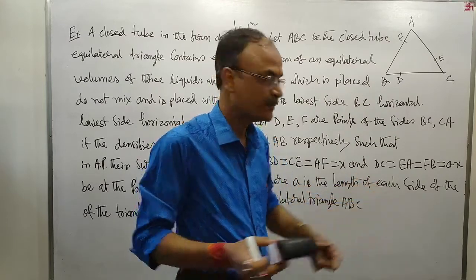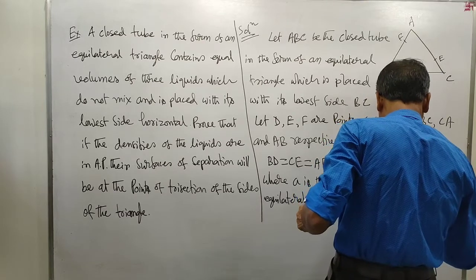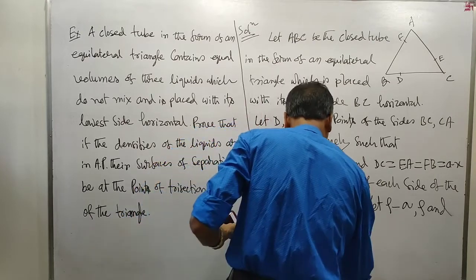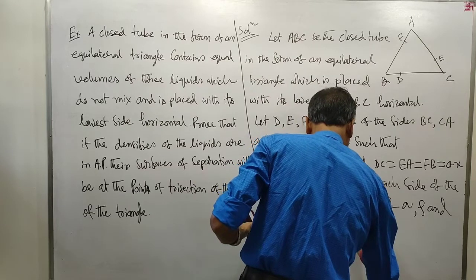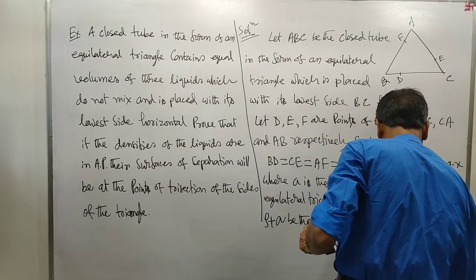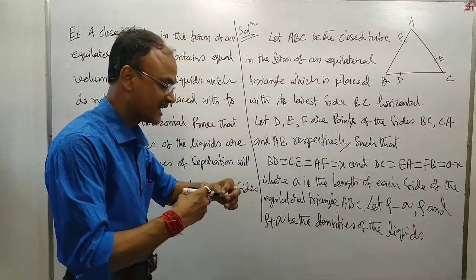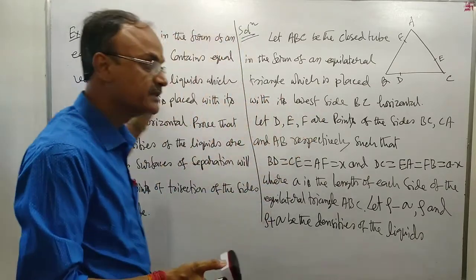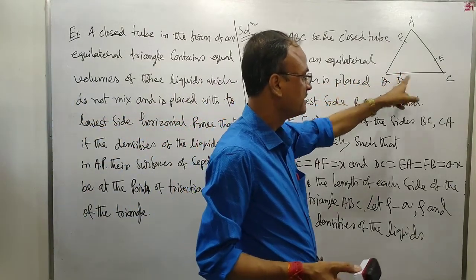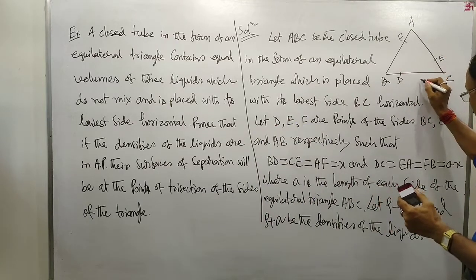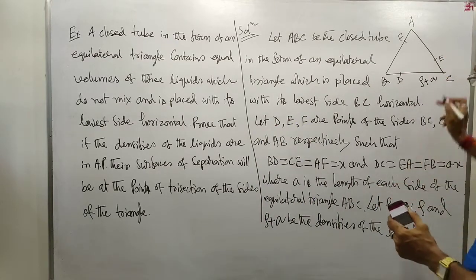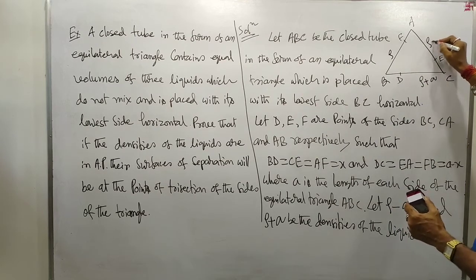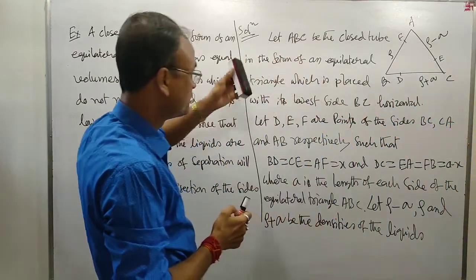Now, the densities of the liquids are in AP. Let rho minus sigma, rho and rho plus sigma be the densities of the liquids. Now, equal volumes. Let the column DCE be occupied by the liquid of density rho plus sigma, and FBD will be rho, and EAF will definitely be rho minus sigma.